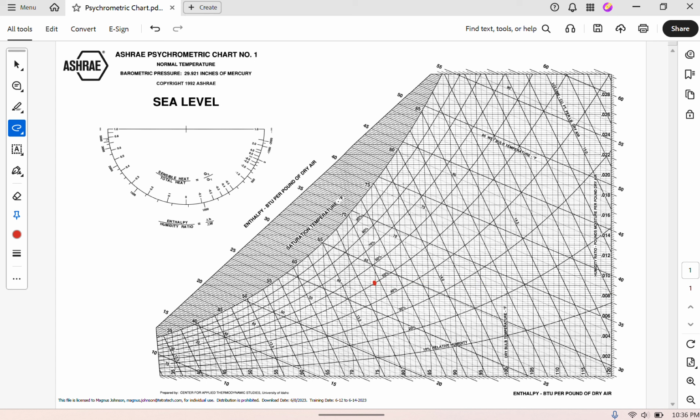Now looking at just the reverse, a perfectly sensible cooling situation. It's of course just another horizontal movement on this chart in the opposite direction. For example, if we did a perfectly sensible cooling to about the 60 degree Fahrenheit state, we would see our air land at about right there. This is a perfectly leftward movement, and it lands us much closer to the saturation line.